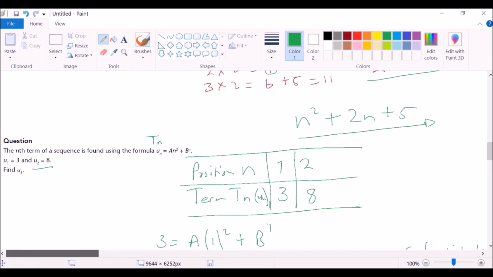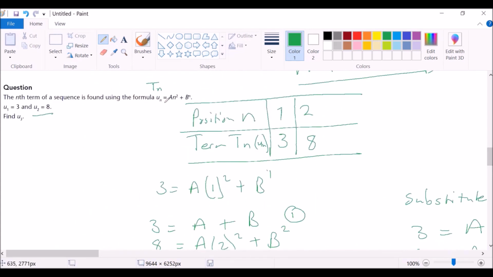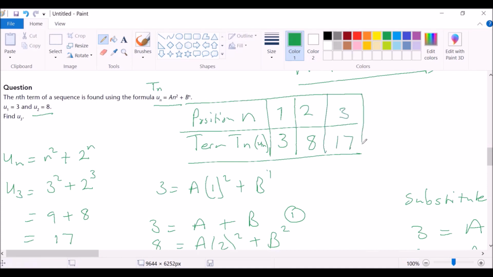So this equation now becomes un is equal to n squared plus 2 to the n. To find u3, n is 3: 3 squared plus 2 to the 3, which will give us 9 plus 8, which will give us 17. So at position 3, we have 17. We've just found u3. Thank you.